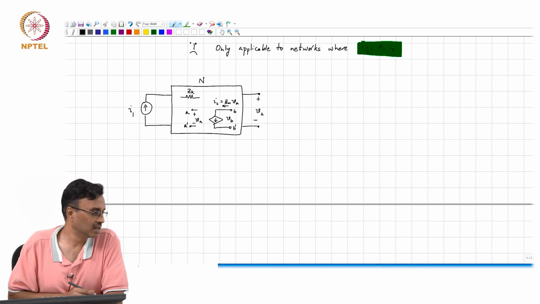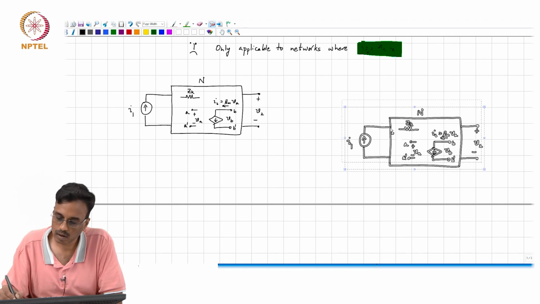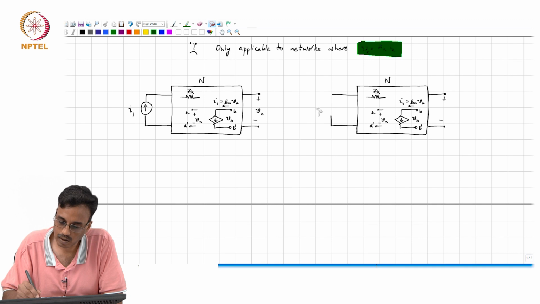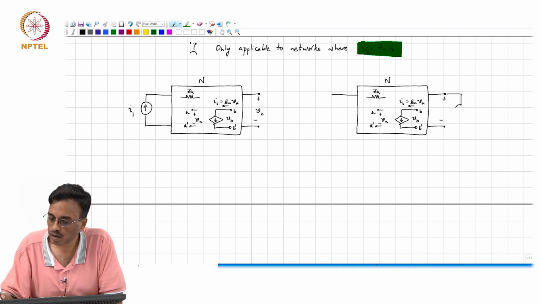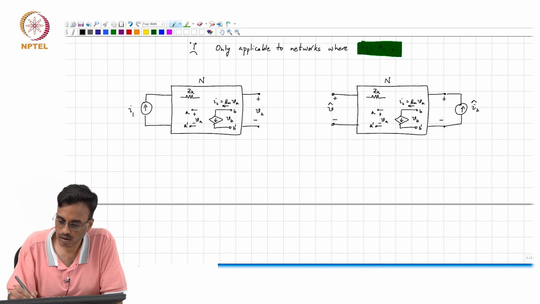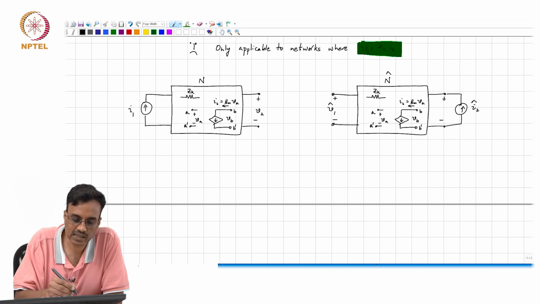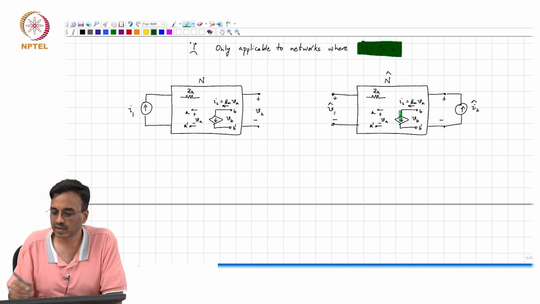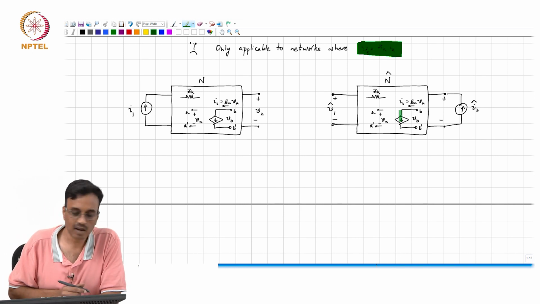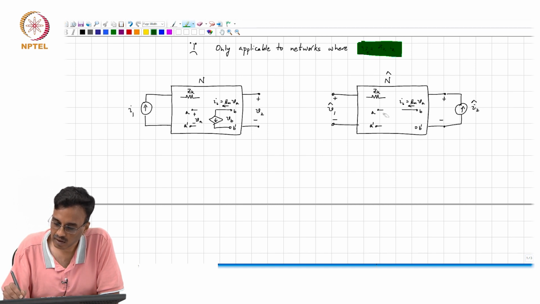So when we tried to relate the port currents, when we wrote Tellegen's theorem, we found that it all works out except for the contribution of this controlled source. And we said, oh well, we found, within quotes, a hack. It seems pretty straightforward to fix that problem, and that is, we just move the controlled source this way.